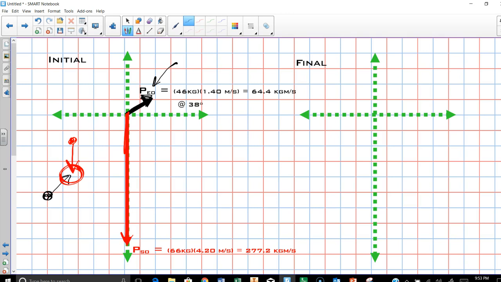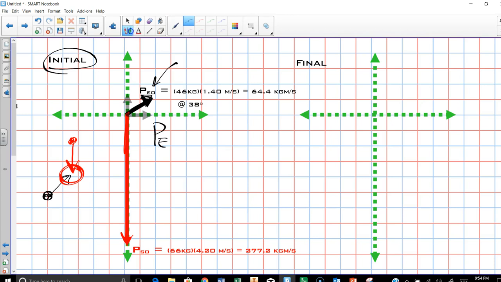So, before I can even consider getting the total momentum here initially, I need to get their components. The red vector, the one that's straight down, is already in the y dimension and has no x, so that's no big deal. But this one has an x component and a y component associated with it, and I need both of those. So this problem is going to involve some extra steps.